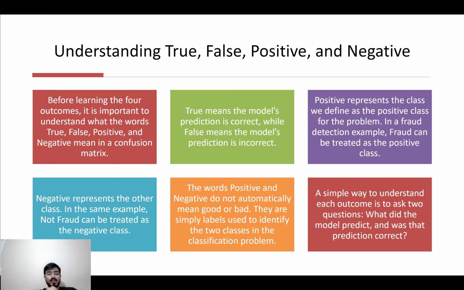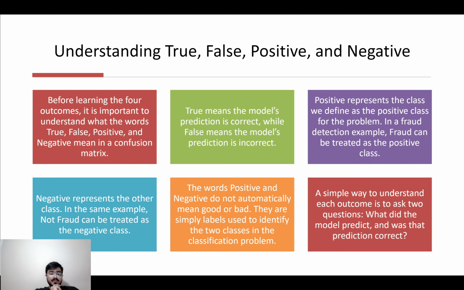Now let's look at positive and negative. These words do not automatically mean something is good or bad. Instead, they are simply labels used to represent the two classes in the classification problem. For example, in a fraud detection system, we usually consider fraud as the positive class, while not fraud becomes the negative class. In a medical diagnosis system, the positive class might represent disease, while the negative class represents no disease. So the meaning of positive and negative depends entirely on the problem we are trying to solve.